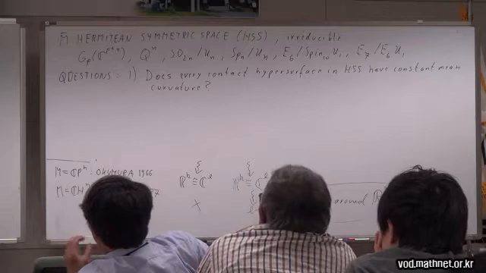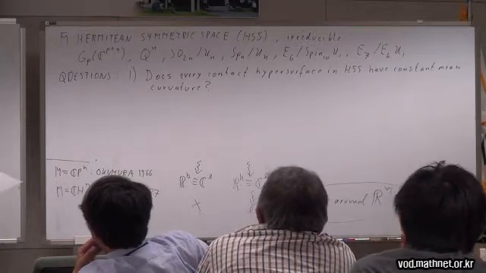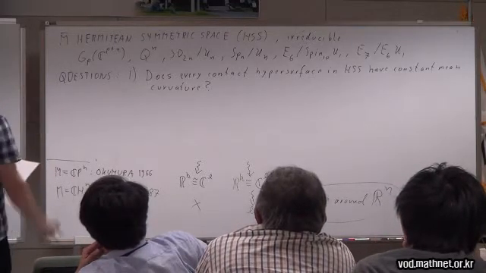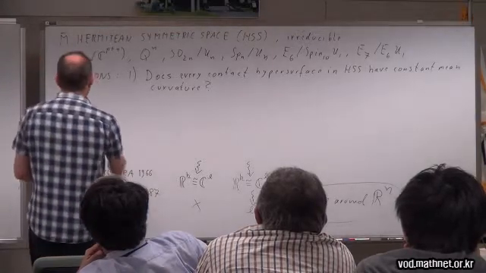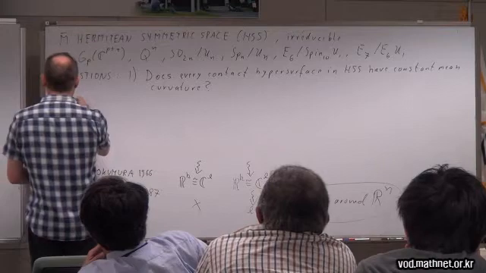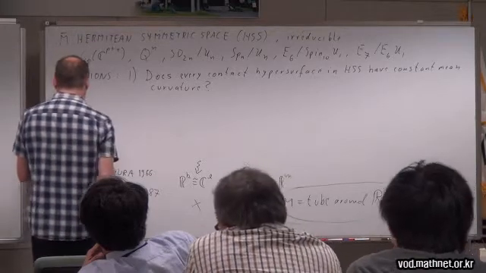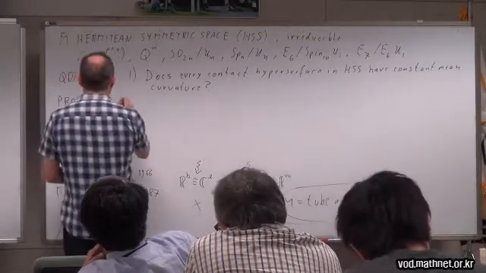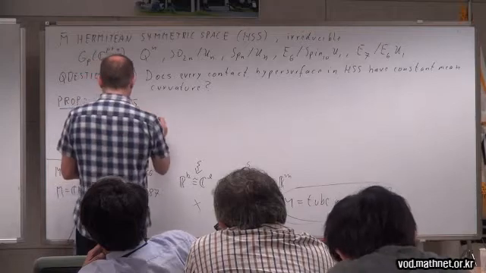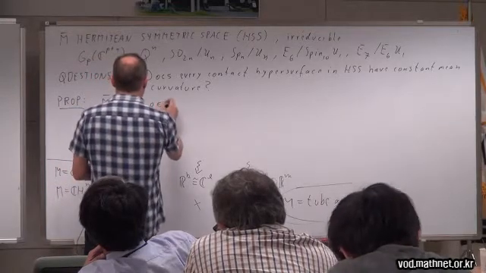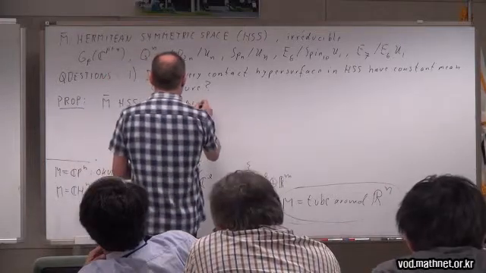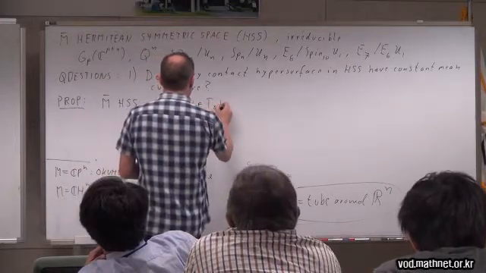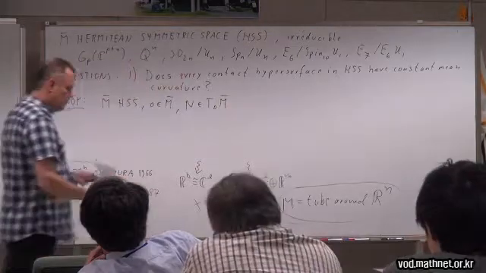And I tried to find out when this is the case, but it's not clear to me. So let me write down a proposition. Suppose M bar is a Hermitian symmetric space. We take a point in there and take a tangent vector at that point.